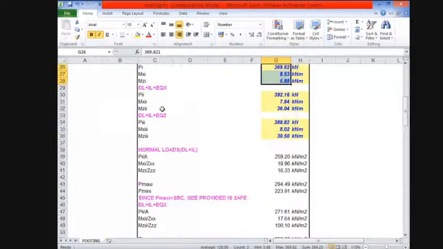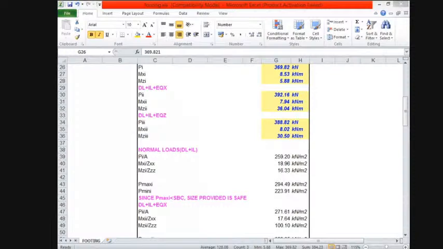Then for dead load plus live load plus seismic, it occurs in both directions, the X direction as well as the Z direction. So those load cases also you have to consider, and you have to calculate the axial force, the moment in X direction and the moment in Z direction. Similarly, for seismic in Z direction also, you have to consider PX, MX and MZ. So these are the normal load cases you have to check.